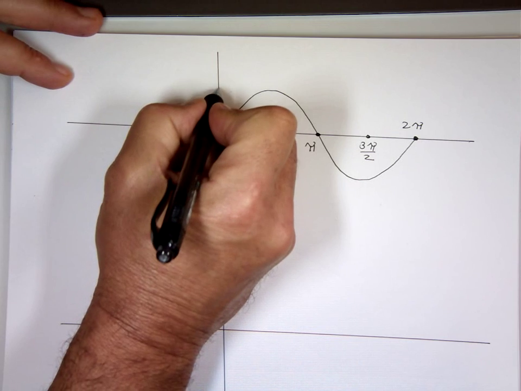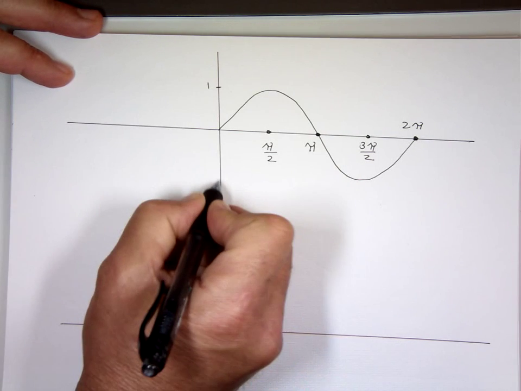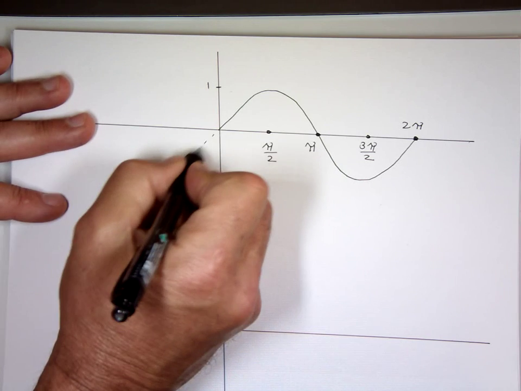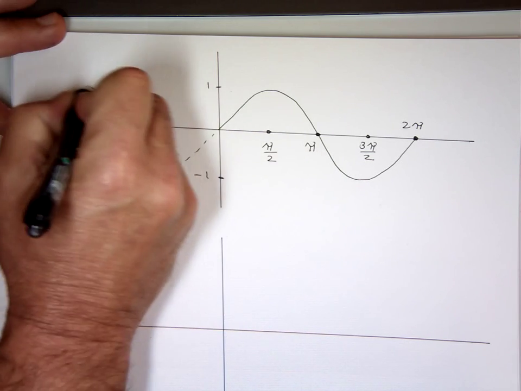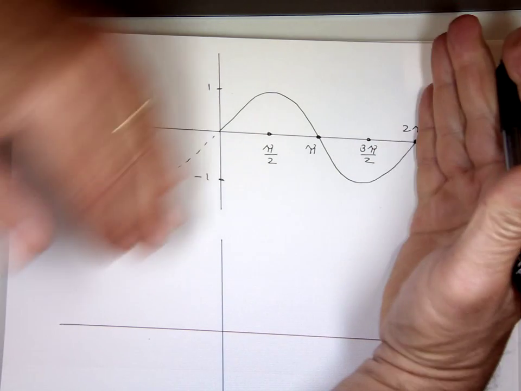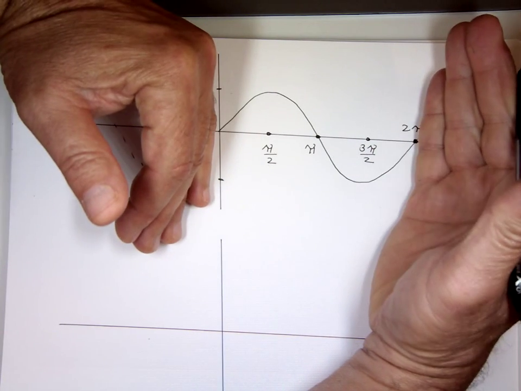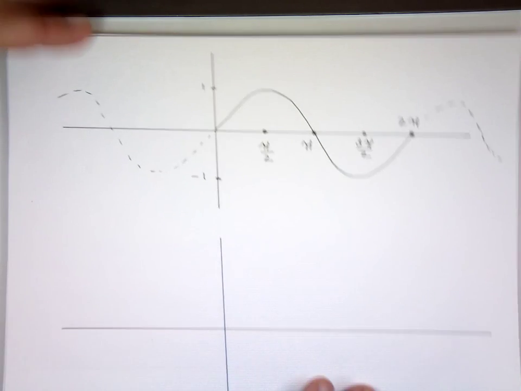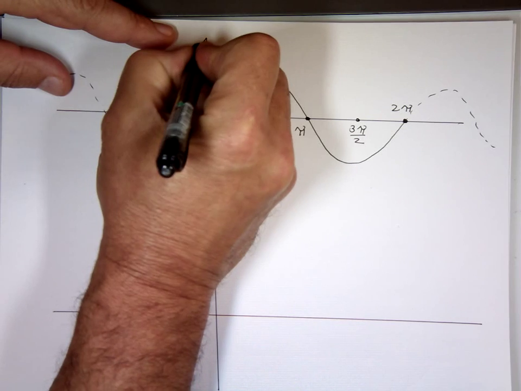Again, the height, the peak is 1. The lowest point is -1. The sine is between them. And it repeats itself. I'm only interested in one cycle. That's called one cycle. One full cycle. Then it repeats itself. Now the cosine, so this is sine of x.